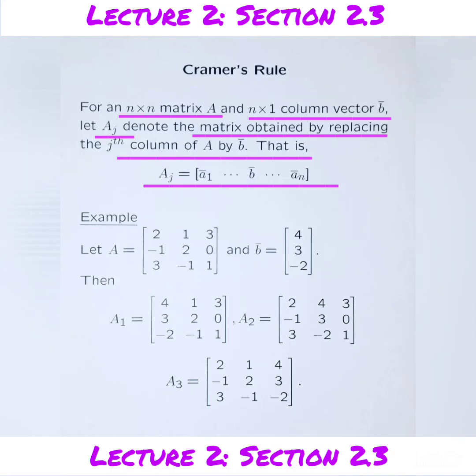So looking at the example, you take A and the vector B. For A1, you cancel the first column of A and replace it with the vector B. For A2, the same, you delete the second column and replace it with B. And for A3, you delete the third column and replace it with the vector B.